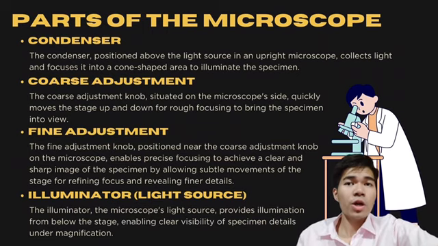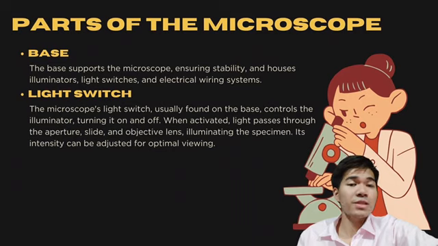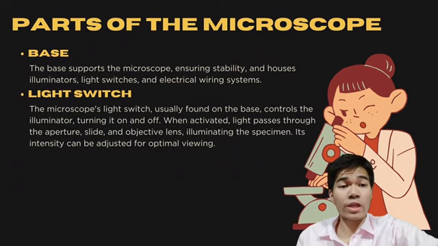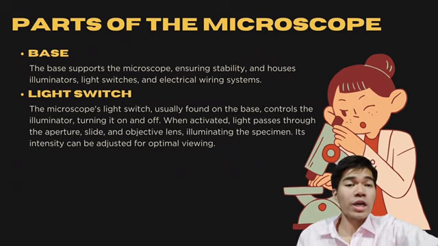Then moving on, we have the base. So the base is the one that supports the weight of the microscope. So it ensures stability. It houses different circuits, illuminators, light switches, and the electrical wiring system.